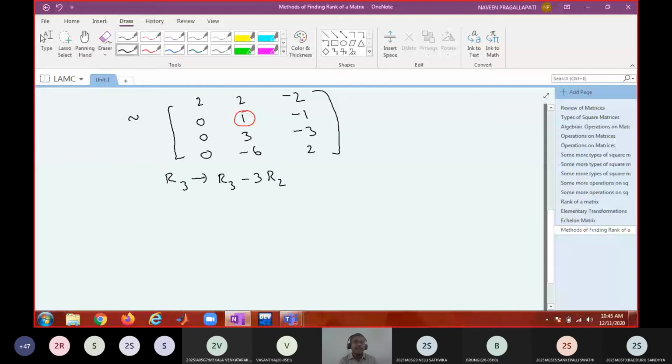Always use the current row and the row in which we want to make the entry 0. Okay, so to make this entry 0, you use R2 and R3. To make this entry 0, you use R2 and R4.